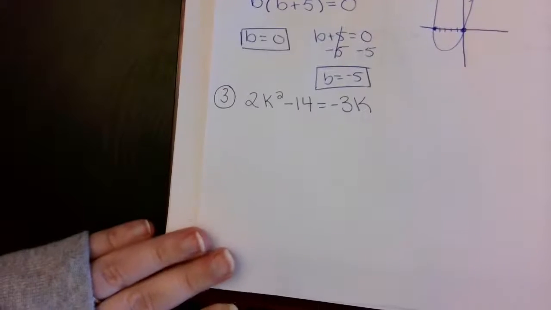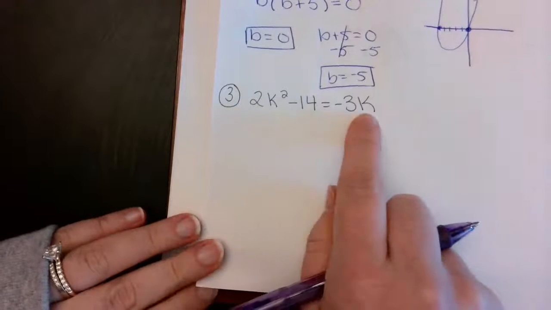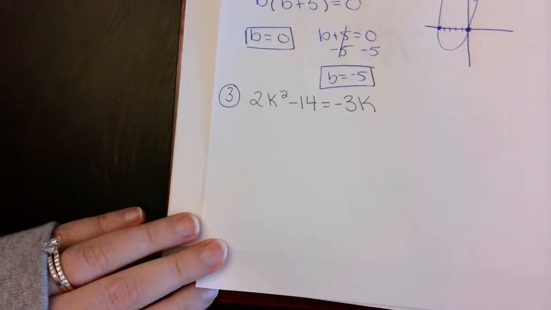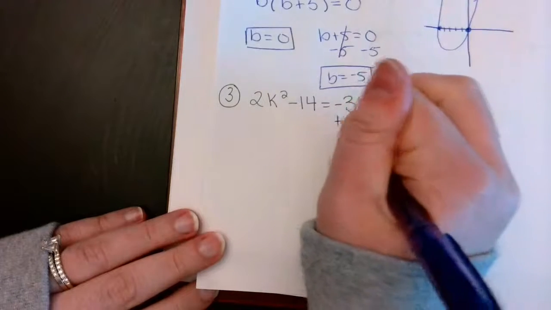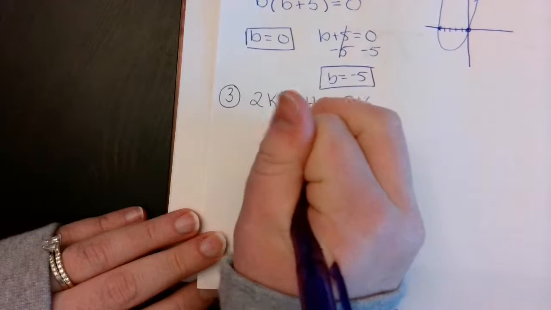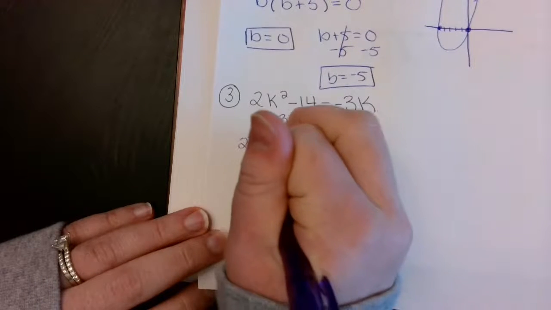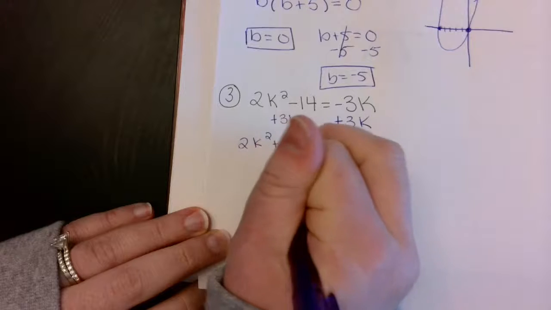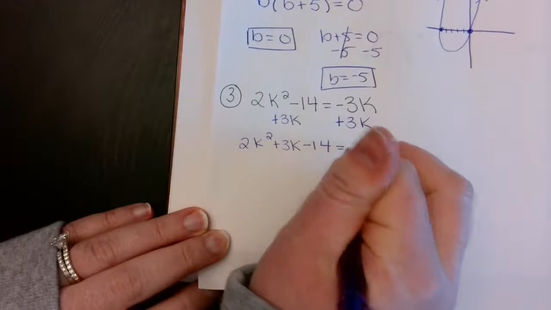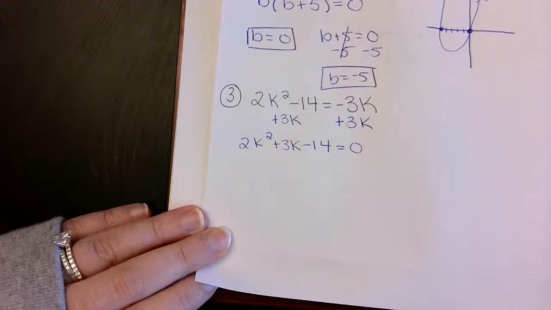Alright, our very last one says 2k squared minus 14 equals negative 3k. You have to be careful. It always has to equal 0. This equation is equaling negative 3k. You know how to set it equal to 0. I actually can add this 3k to the other side. This is my b term, so I have to squeeze it in between the 2k squared and the negative 14 and rewrite it as 2k squared plus 3k minus 14 equals 0. If you don't do that, you're not going to be able to solve by factoring correctly.